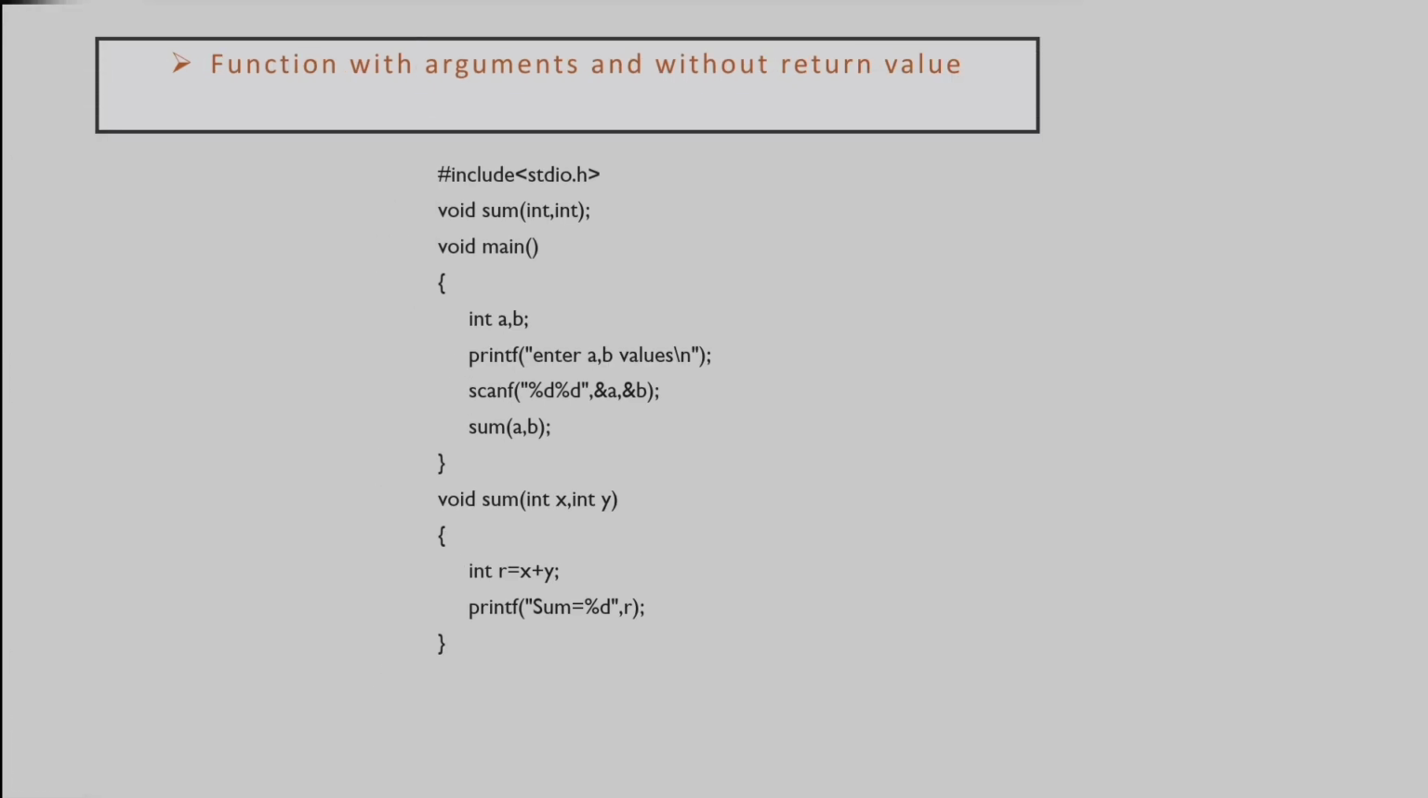Next we'll see function with argument and without return value. Hash include stdio.h header file. Now here we declare the function, and we have to specify the data type, that is void sum, int comma int.